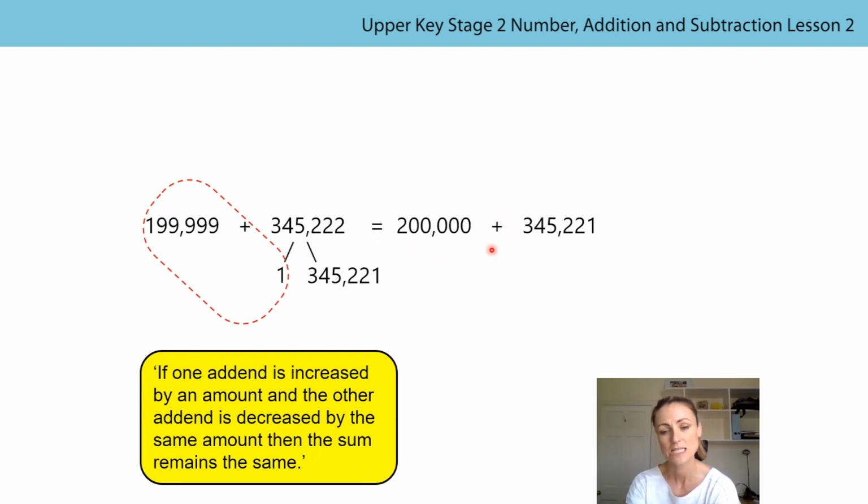345,221, and that's here. So my question is, just to make sure that you really understand this, where is my 200,000 in this calculation? Have a look. It's here. It's got the red ring around it. It's the 199,000 add the 1. Perfect. So where's this 345,221 over here? It's here. It's when we partitioned this original addend into 1 and this part as well.